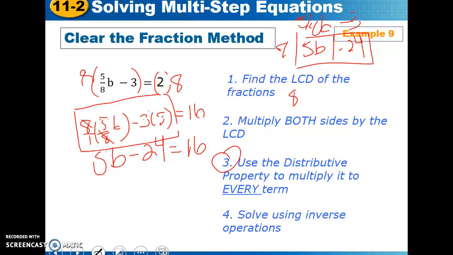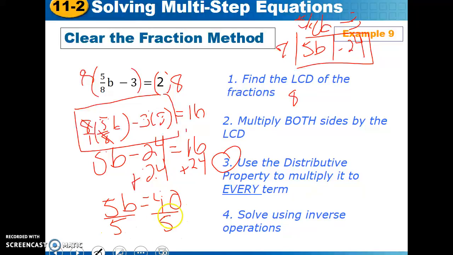Solve using inverse operations. Start with the addition or subtraction. Plus 24, plus 24. That leaves me with 5b equals 40. Then divide both sides by 5. b equals 8.